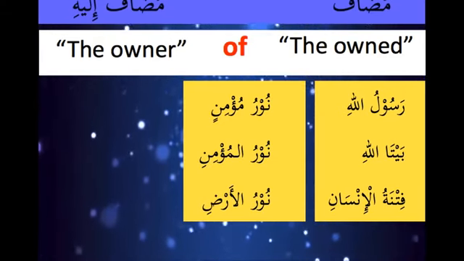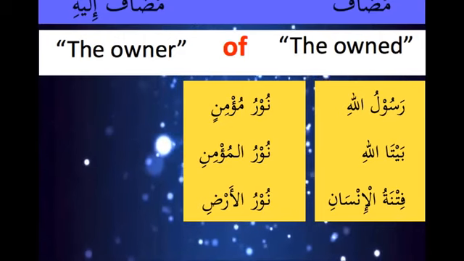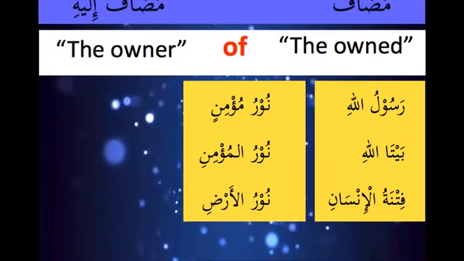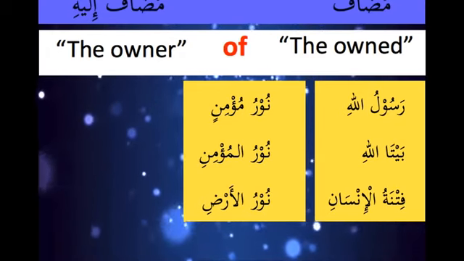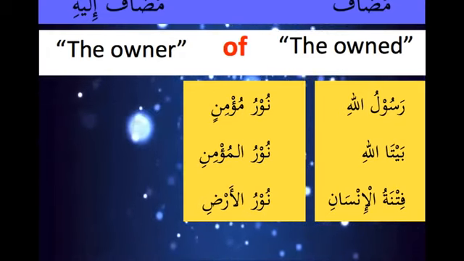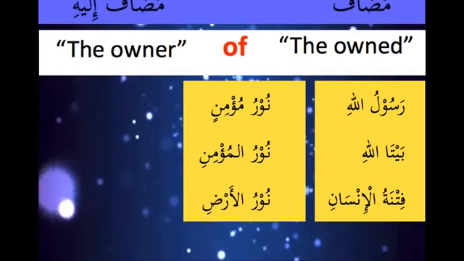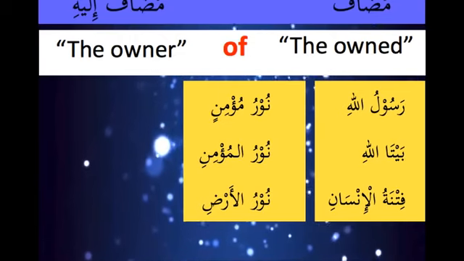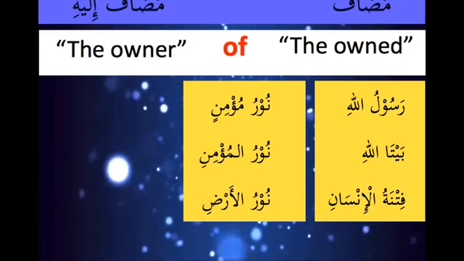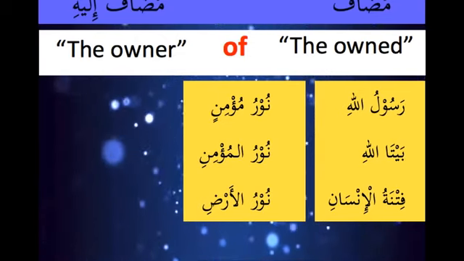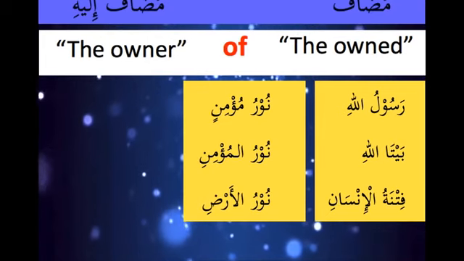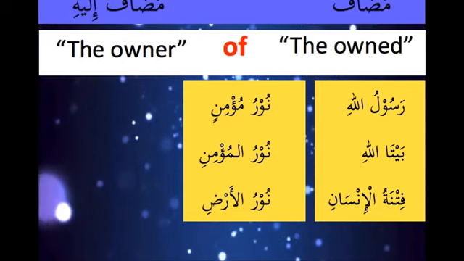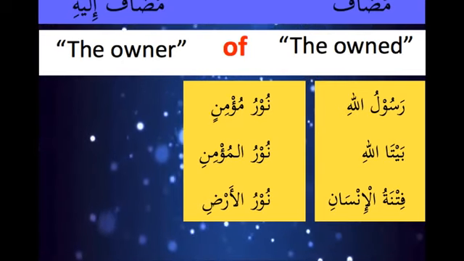But if you see Nurul Mu'mini, the light of the believer, it's talking about the specific Al Mu'mini. We know when Al comes, there cannot be tanween, and because mudaf ilayhi is always majroor, it can have only kasra. So Nurul Mu'mini. In this, Nuru is also definite because mudaf ilayhi is definite, and Nurul Ardi is the light of the earth. It is also definite because it is Al Ardi. It is a definite noun.